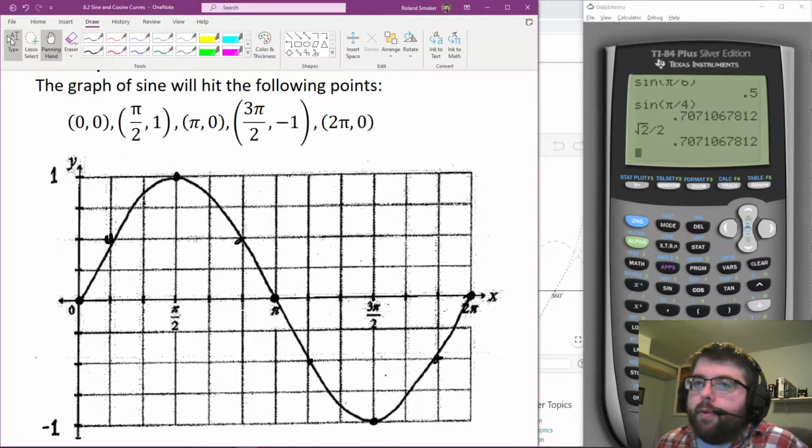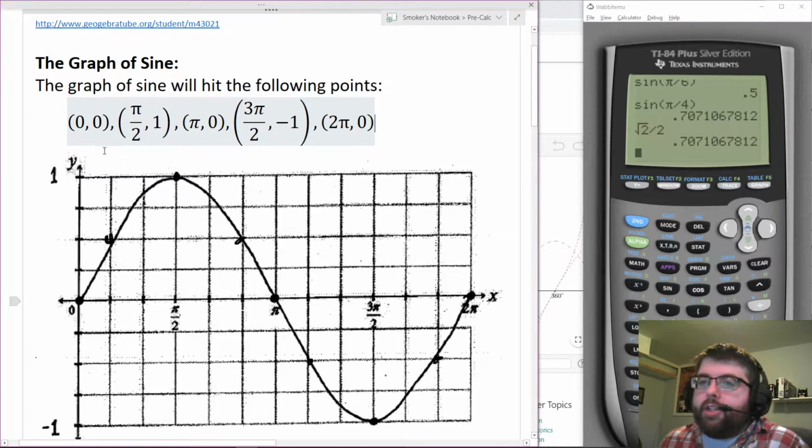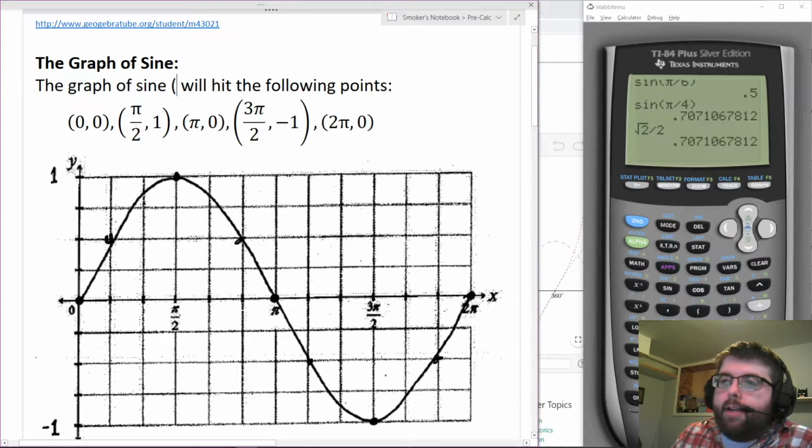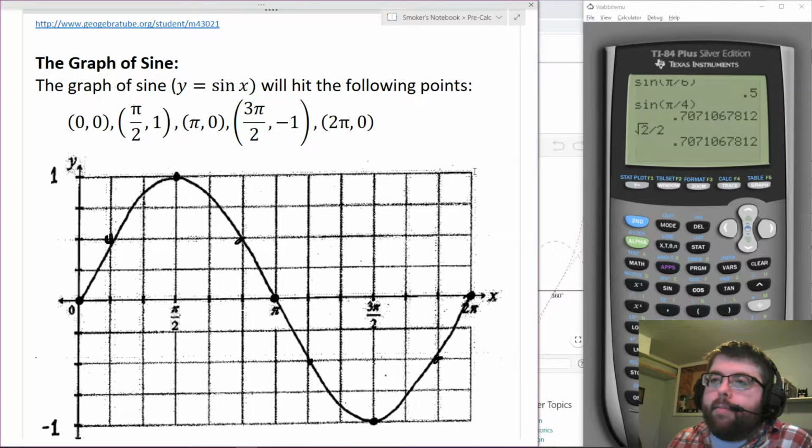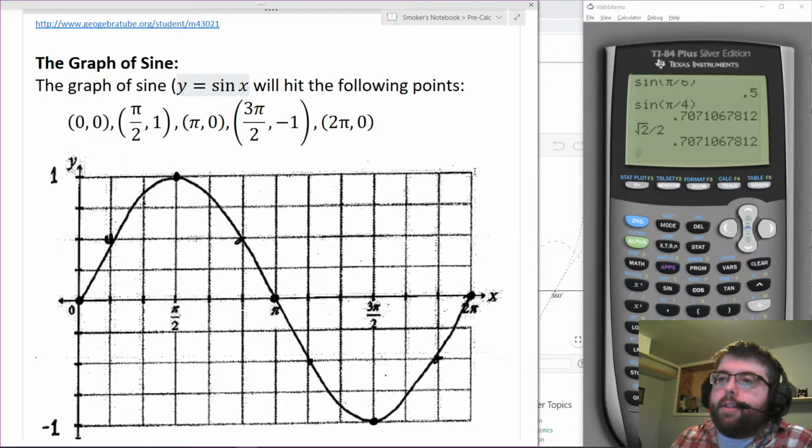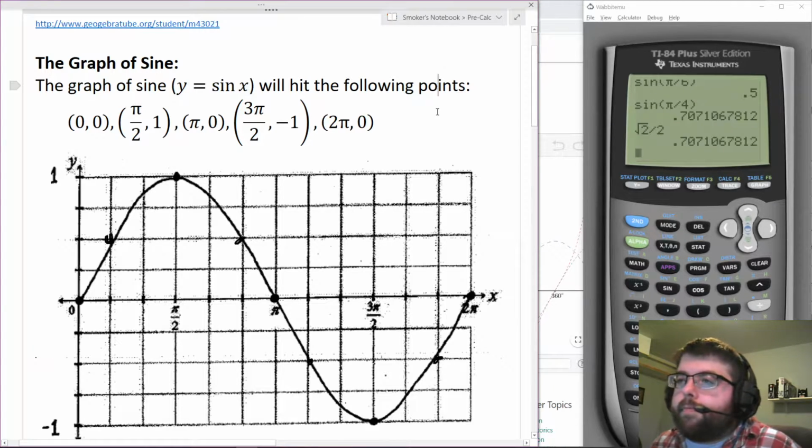which I should have put that somewhere, shouldn't I? Let me just add that right here, graph of sine, if that's okay. Just take a second. Oops. Gotta fix one issue. There we go.